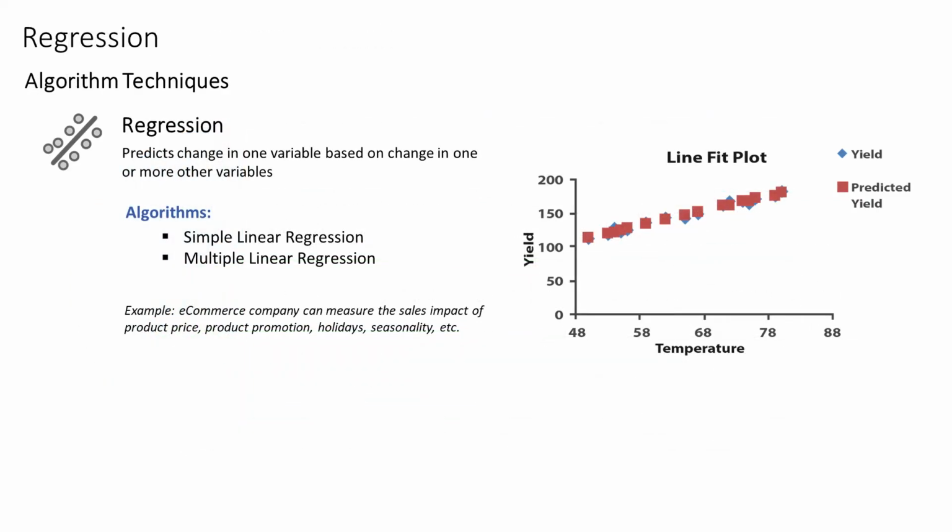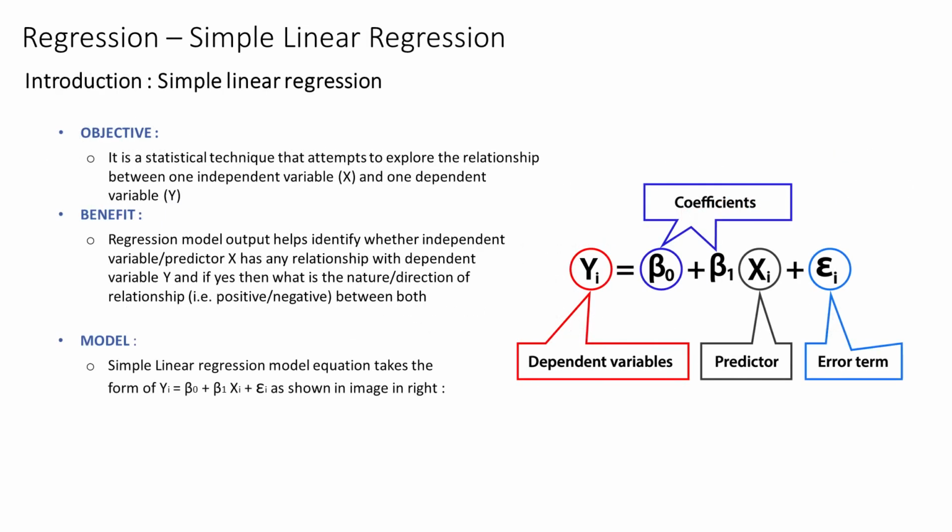In the category of regression analytics, we will look at two techniques. Regression analysis predicts change in one variable based on change in one or more variables. The first regression technique is simple linear regression, a statistical technique that attempts to explore the relationship between one independent variable, x, and one dependent variable, y.